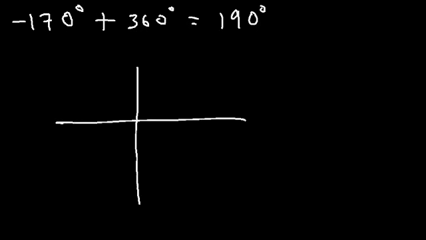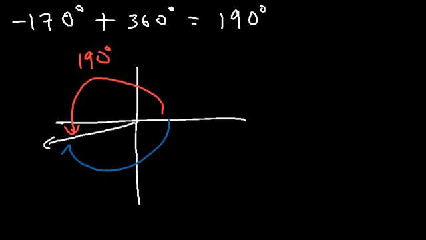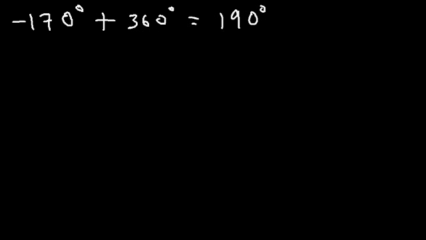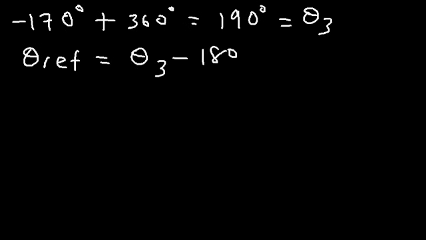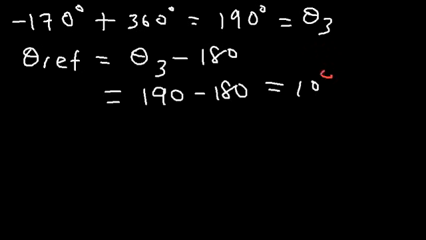If you were to plot negative 170 and 190, they would land in the same position. 190 is in quadrant 3. Negative 170, you have to travel in a clockwise direction. It's also in quadrant 3. They exist at the same point, so they share the same reference angle. Now 190 is in quadrant 3, so let's call it theta 3. So the reference angle is going to be the angle in quadrant 3 minus 180. So that's 190 minus 180, which is 10 degrees. So that's the answer.